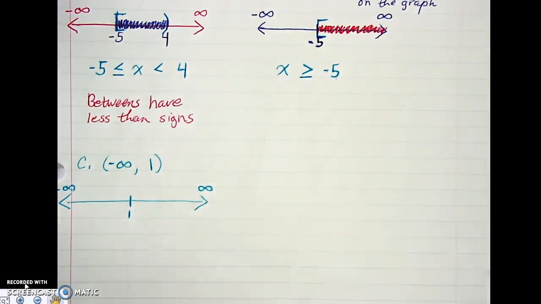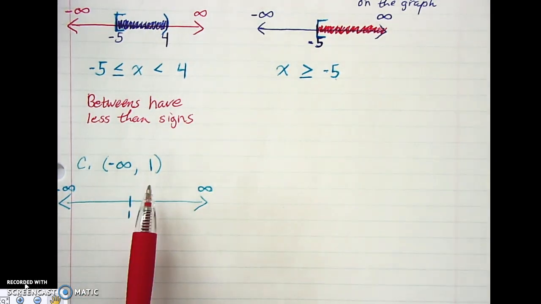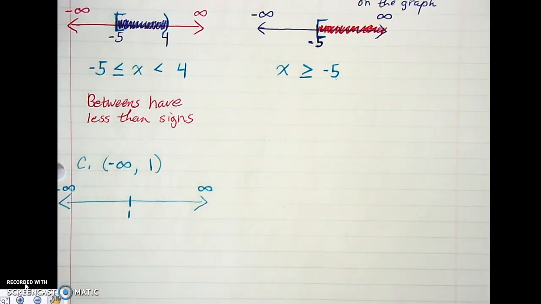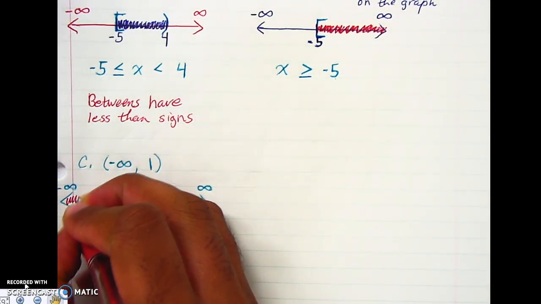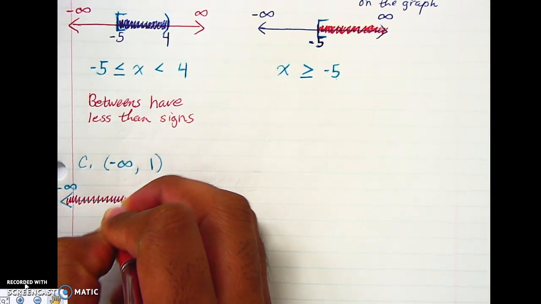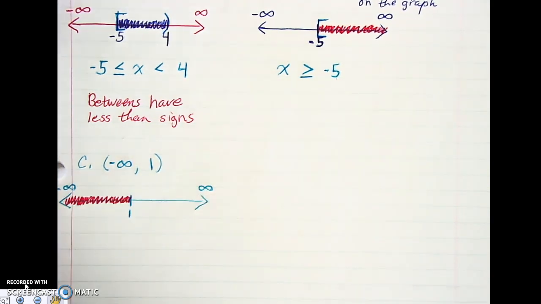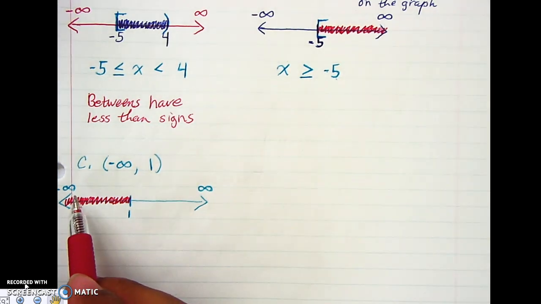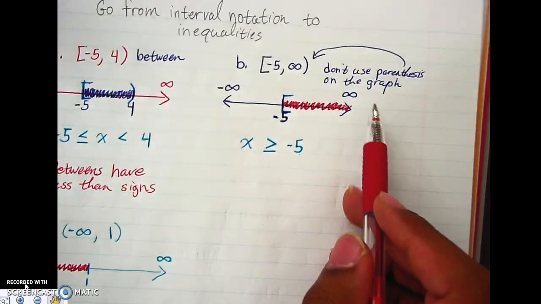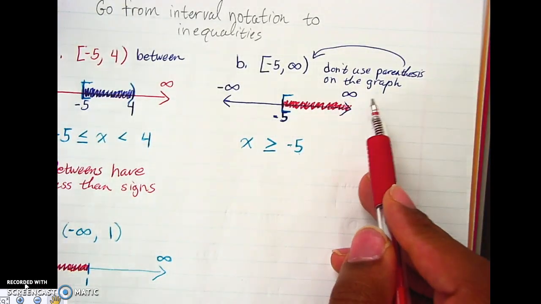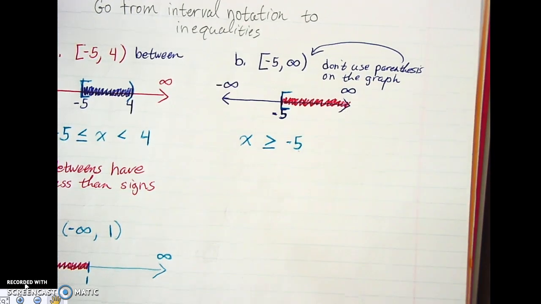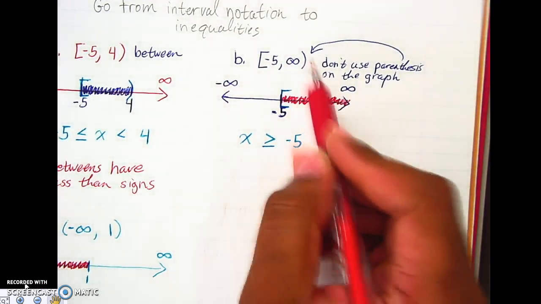And this time, it says we're going from negative infinity to 1. So it means we need to shade from negative infinity till we get to number 1. So all of these numbers here. Okay. Now, again, because it's infinity, we don't put the parenthesis on the graph. Just like we did here on B, do not use a parenthesis on the graph for infinity.